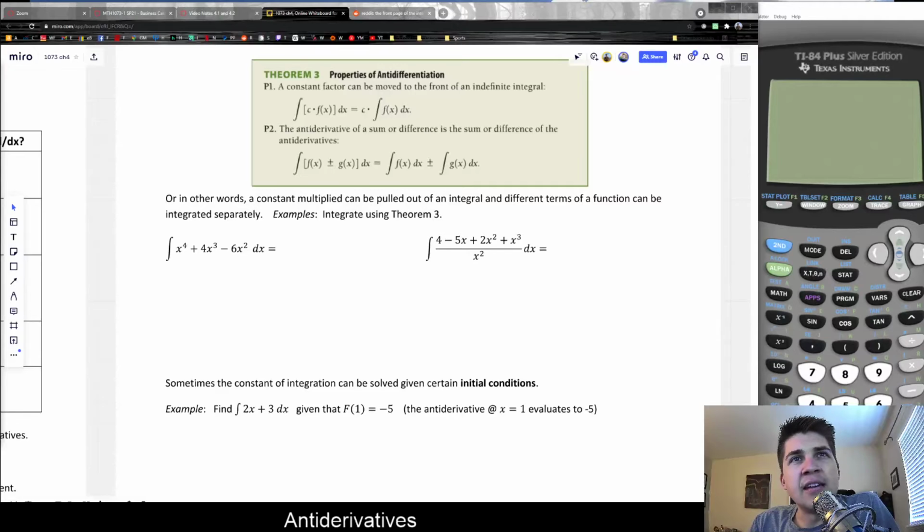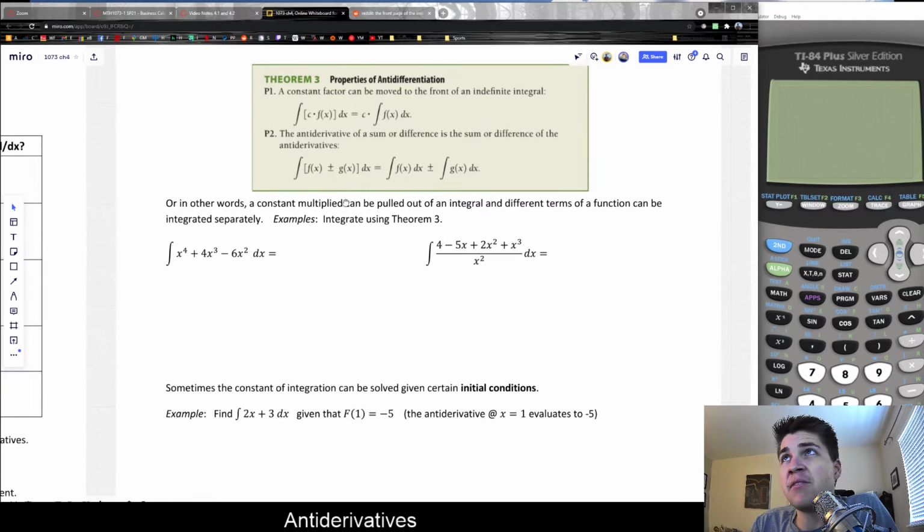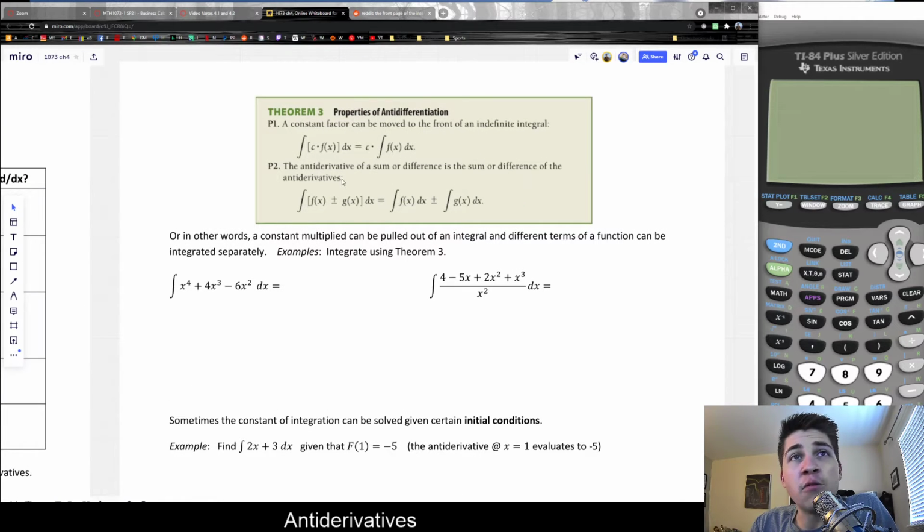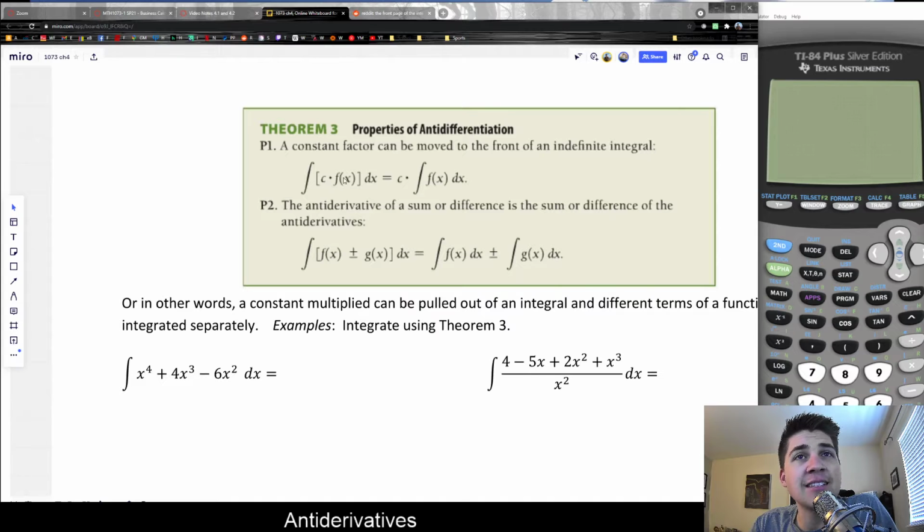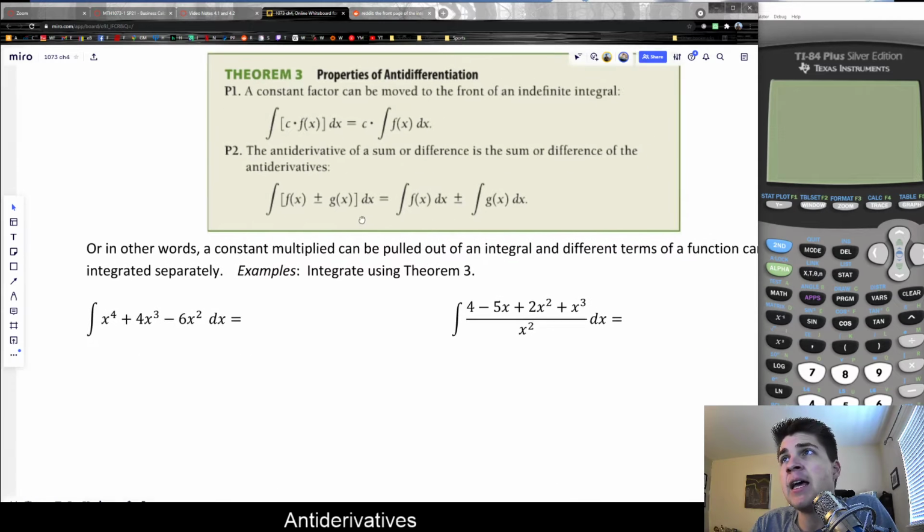Like with limits and derivatives, integrals satisfy particular properties, basically algebraic strategies that you can use to think about ways of simplifying patterns. Just like with limits and with derivatives, they obey what's called the coefficient rule and the rule for sums and differences. Essentially, if you have a multiplier within an antiderivative, like c times a function, you can pass that constant multiplier through the antiderivative, and that will be equivalent.